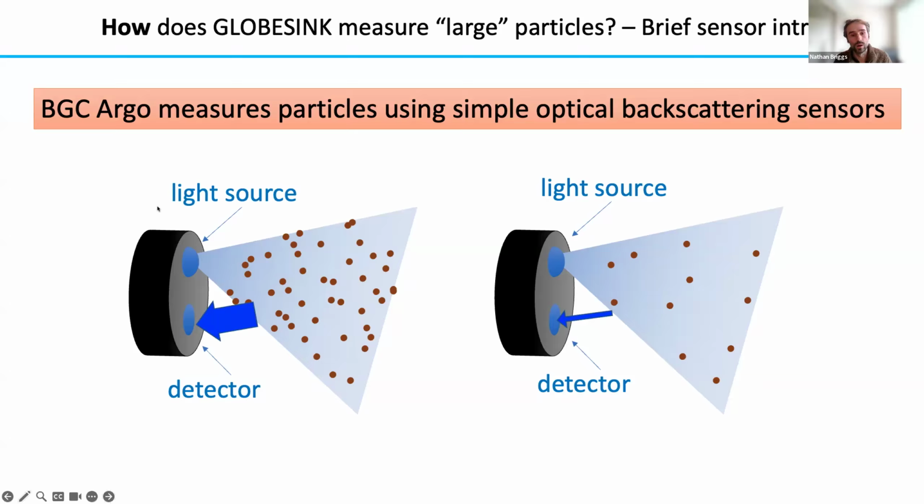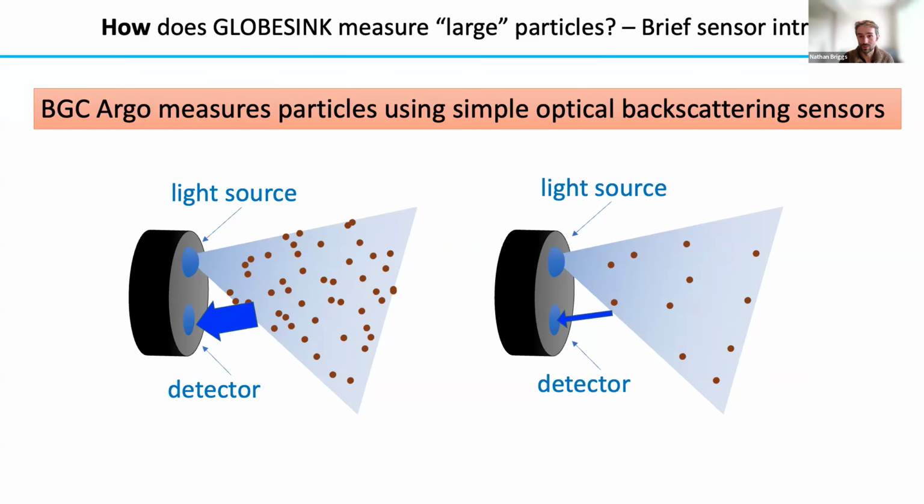So what's the principle of the sensor? You have a light source, you shine light into the water. The more particles are in the water, the more of that light gets scattered back to your detector. And so on the left, you have high particle concentration, on the right, you have low, and you have less light on the right getting back to your detector.